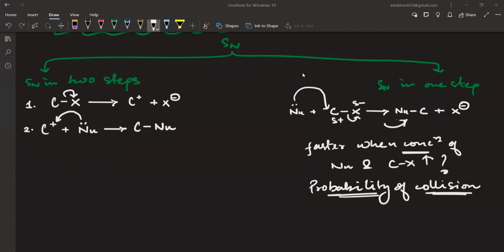Okay, Adriel. What about others? Tell me. If the concentration is higher, the probability of collision is higher. That means the nucleophile will be attacking the haloalkane much more easily and at a faster rate, and the product will be formed easier. And that is why here we say that the rate of reaction depends on two things.